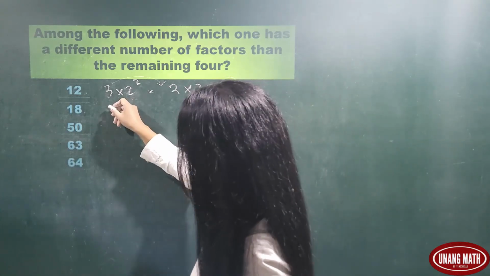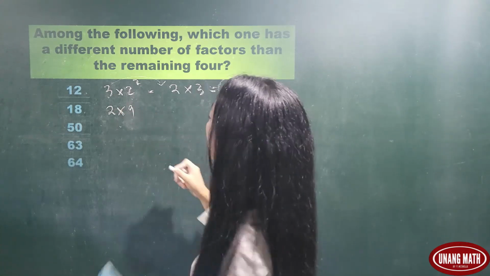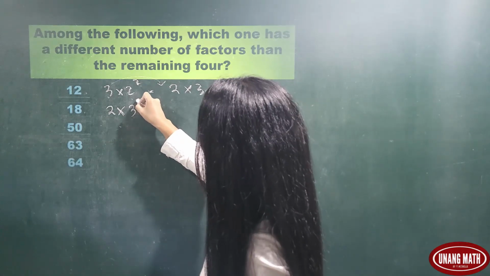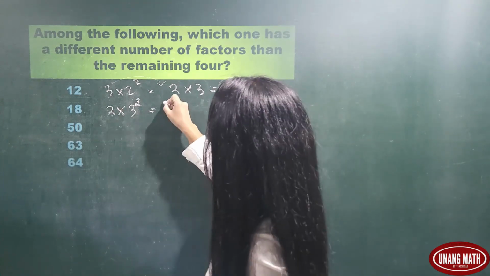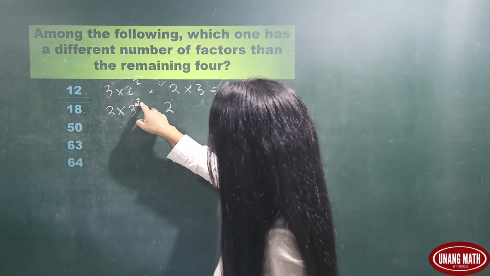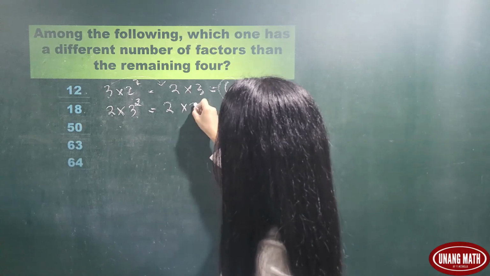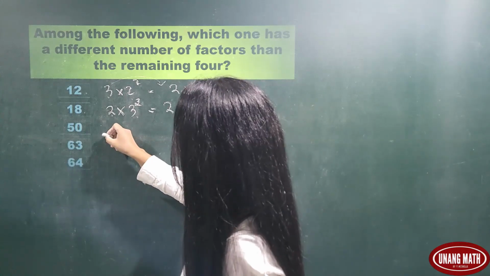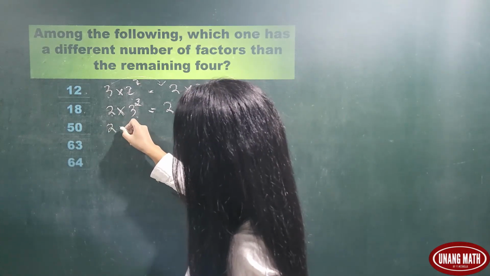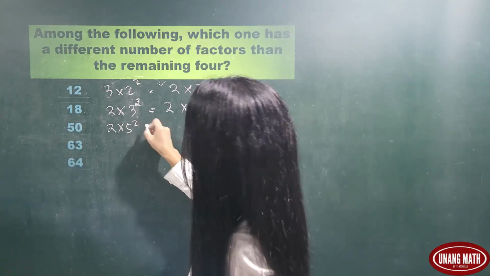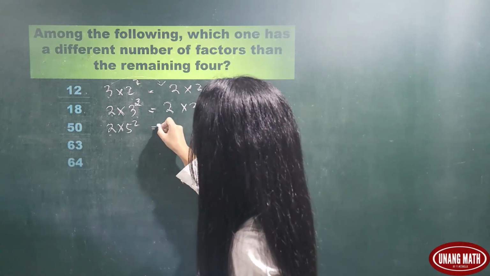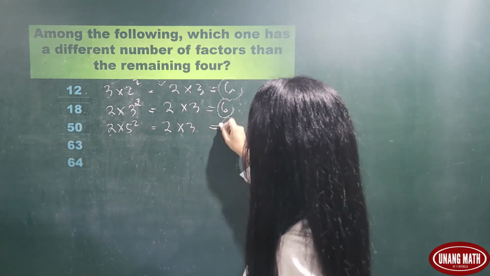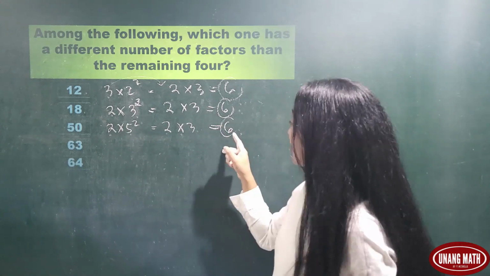How about 18? 18 is 2 times 9. 9 we need to write as 3 squared. 2 has 2 factors. 3 squared has 3 factors. So 2 times 3, it has also 6 factors. How about 50? 50 is 2 times 25. 25 is 5 squared. So 2 has 2 factors. 5 squared has 3 factors. So 2 times 3 is equal to 6. So 50 has 6 factors.